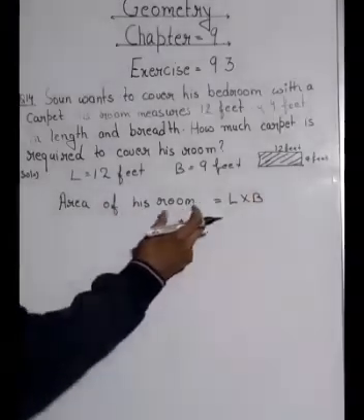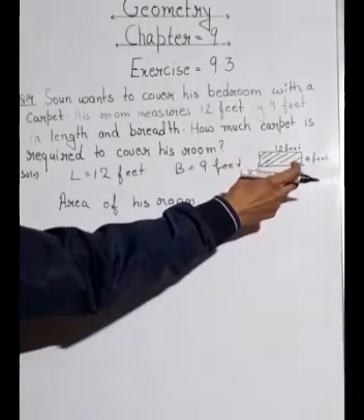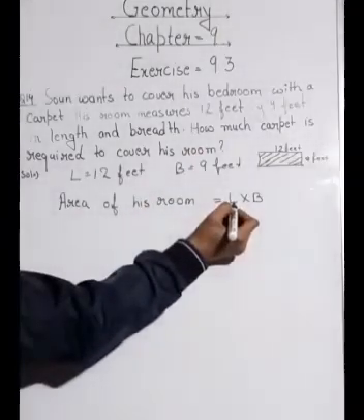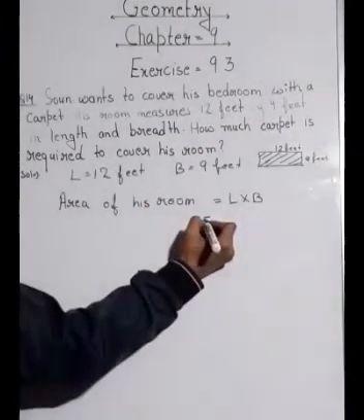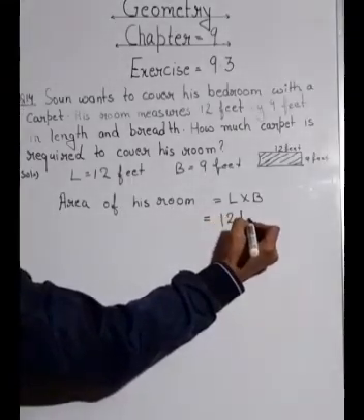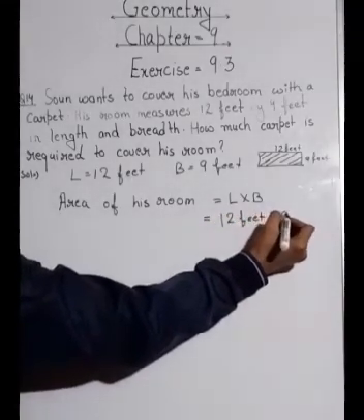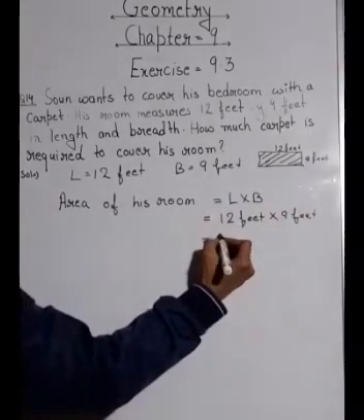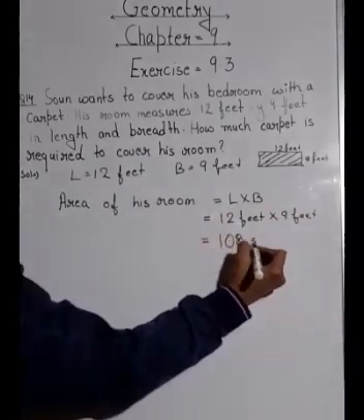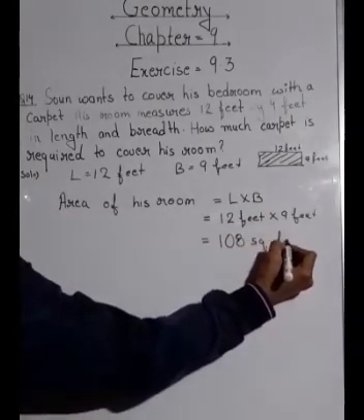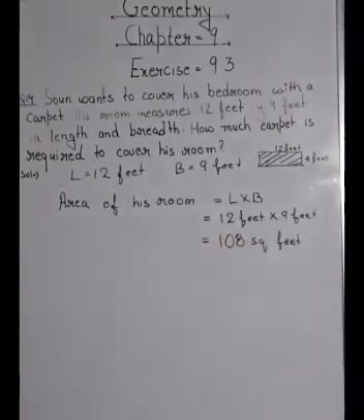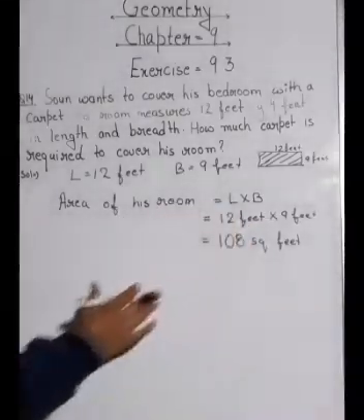Why I have written area of his room is equals to L into B? Because his room is in the shape of rectangle, and the area of rectangle is always given by length into breadth. So this will be 12 feet into 9 feet. Clear? Now 12 nines are 108 square feet. So this much of carpet he requires to cover his bedroom. Okay, sorry, to cover the floor of his bedroom.